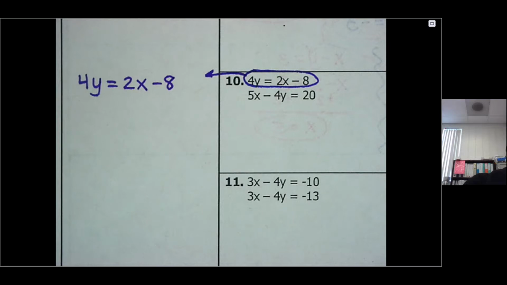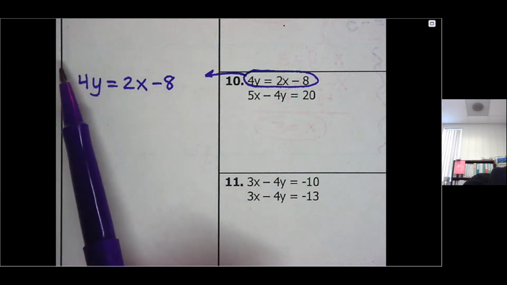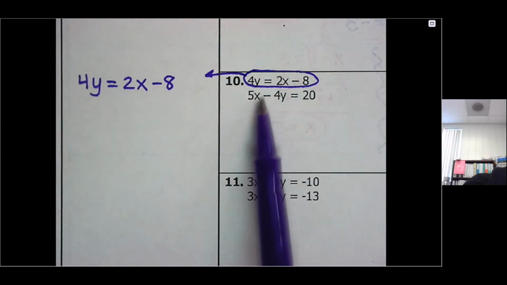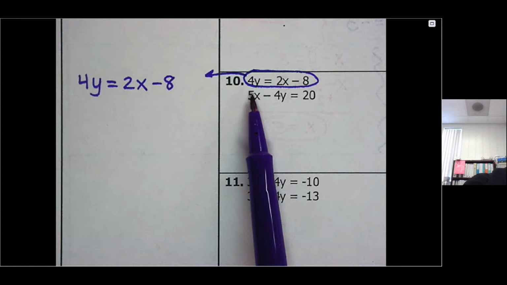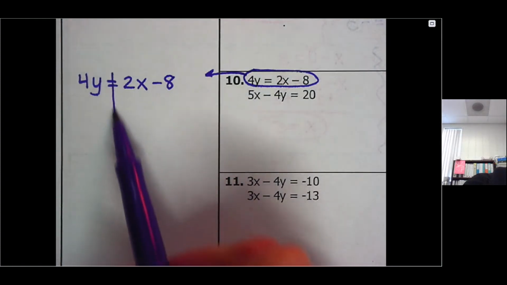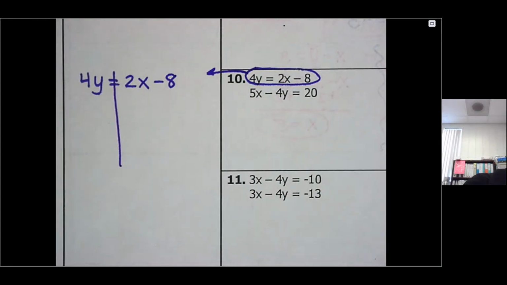So what I want to do is get this 2x to the other side so that it matches up with this x over here where the x is first. So if I wanted to move that 2x to the other side, how would I move it over to the other side? By subtracting it. Yeah, I'm going to take that 2x and subtract it from both sides.